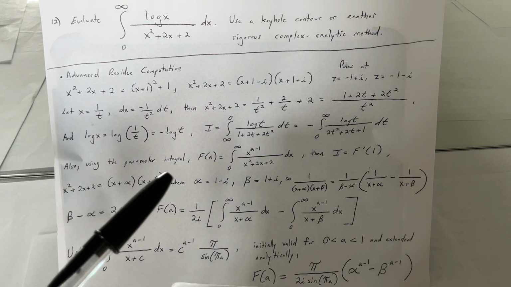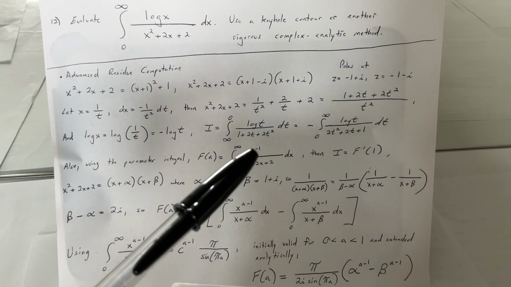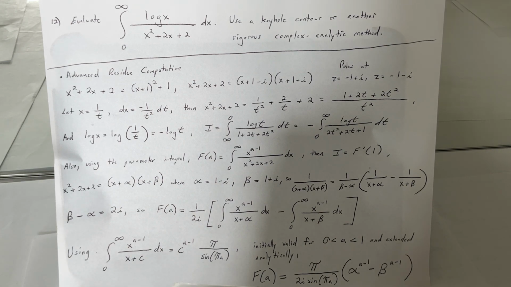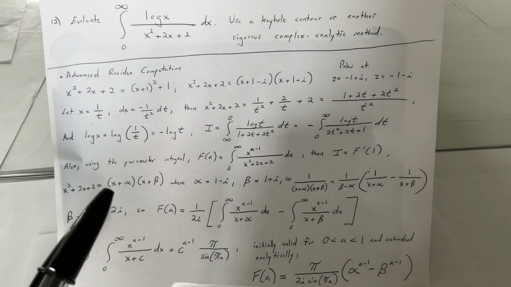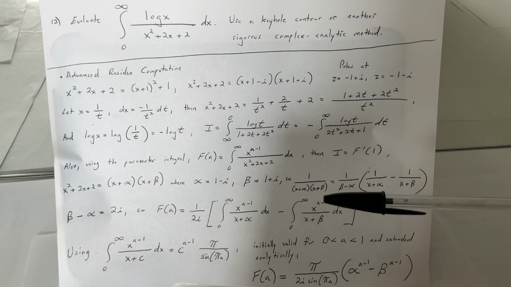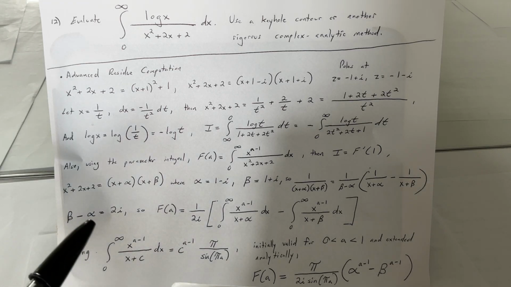So also using the parameter integral, f of a equals the integral from 0 to infinity of x to the a minus 1 over x squared plus 2x plus 2 dx. Then we could say I equals f prime of 1. x squared plus 2x plus 2 equals x plus alpha times x plus beta, where alpha is 1 minus i and beta is 1 plus i. So 1 over x plus alpha times x plus beta is 1 over beta minus alpha times the quantity 1 over x plus alpha minus 1 over x plus beta. And beta minus alpha is 2i.